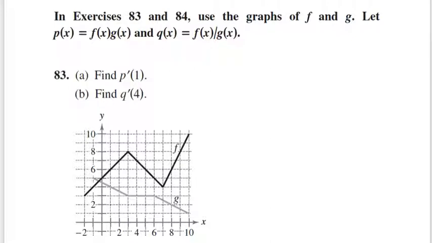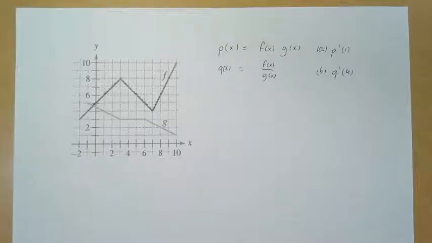In exercise 83, you're given a graph, actually two graphs, function f and function g, and you are told that you have a function p of x that is f of x times g of x, and what is p prime of 1? You also have a function q of x, which is f of x over g of x, and question B asks you what is q prime of 4. So we're definitely going to need these two graphs to answer that pair of questions.